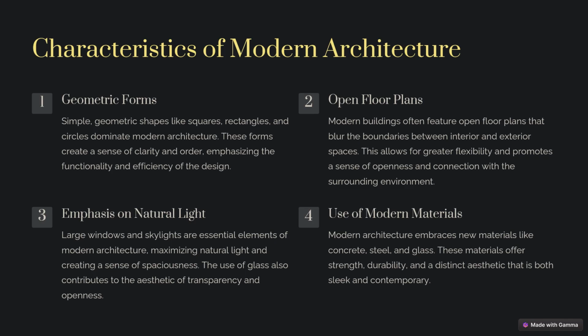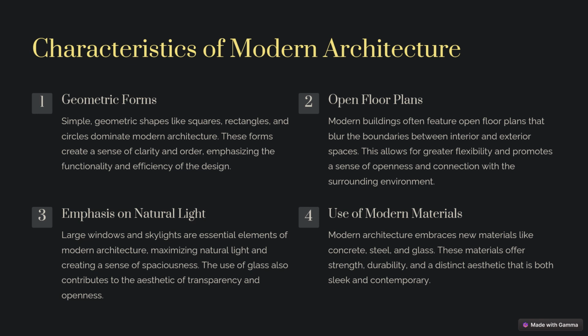The third feature or characteristic of this type of architecture is emphasis on natural light. Large windows and skylights are essential elements of modern architecture, maximizing natural light and creating a sense of spaciousness. The use of glass also contributes to the aesthetic of transparency and openness.